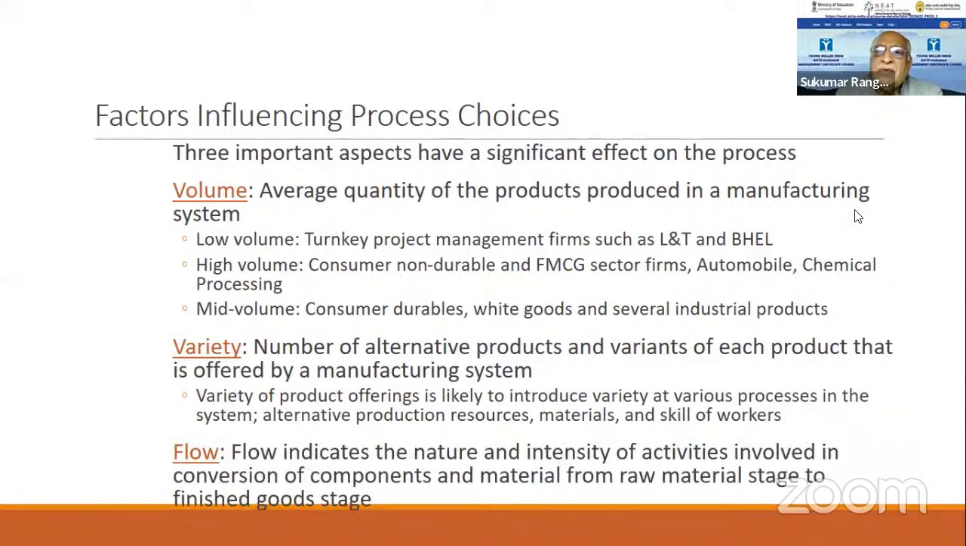Thirdly, you have the flow, which indicates the nature and intensity of activities involved in conversion of components and material from raw material stage to finished goods. When we say flow, just think of petroleum, from crude to making petrol, diesel, kerosene, the basic variants which come out. These kinds of plants run 24/7. There is continuous work.